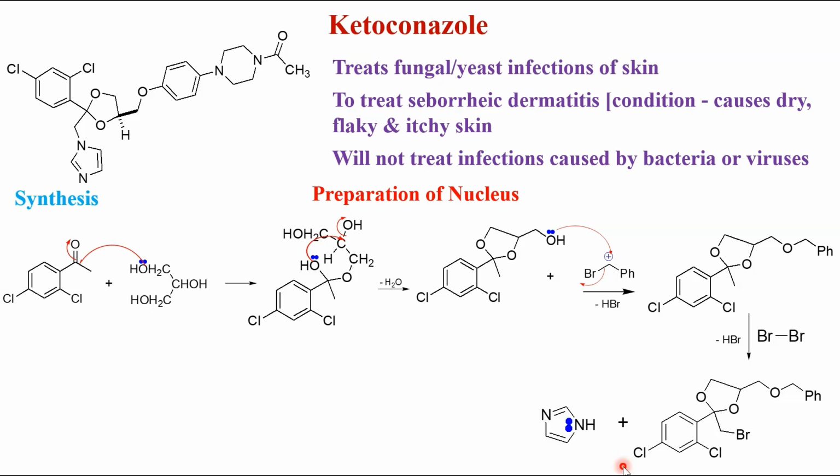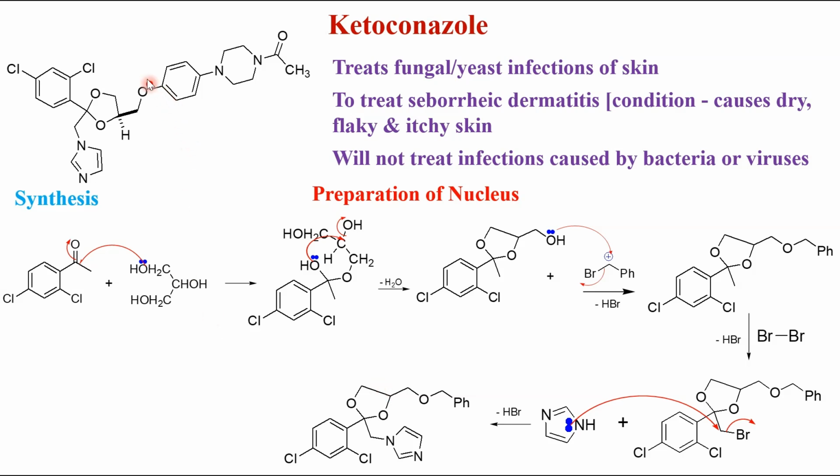I will take imidazole. Nitrogen is in sp3 hybrid form, that's why it has a lone pair of electrons, and this carbon is the electrophilic center as it has an electronegative group, bromine, attached to it. This is an electron rich nitrogen. It donates its electrons to the electrophilic center and it has to maintain the valency, and hence bromine gets kicked off. H plus and Br minus combine together and are lost as HBr, and I have got the imidazole ring attached to the methylene group. I have synthesized the nucleus of the ketoconazole.